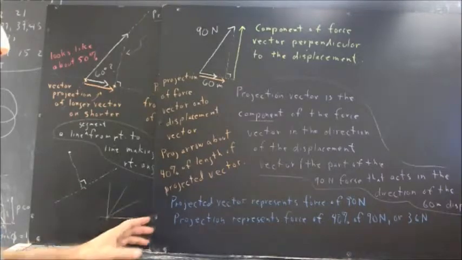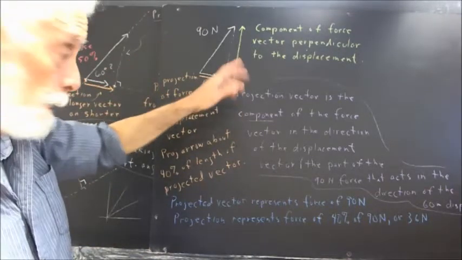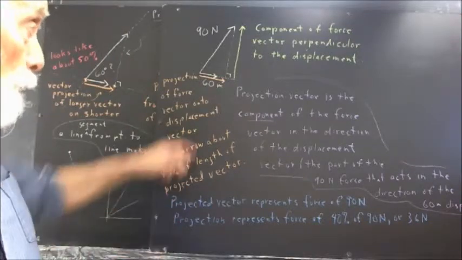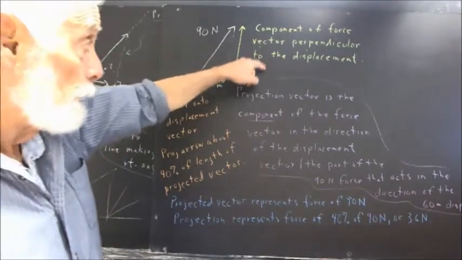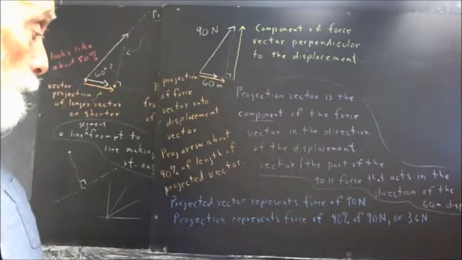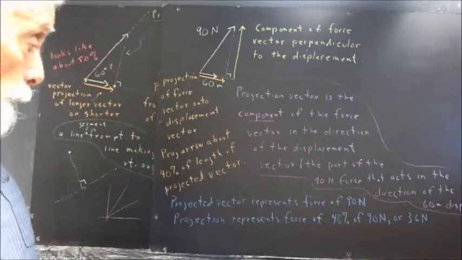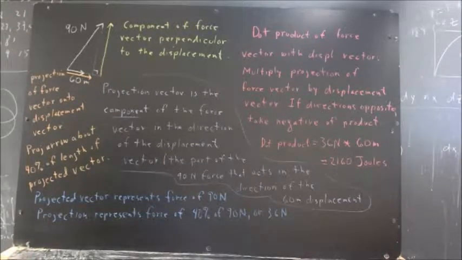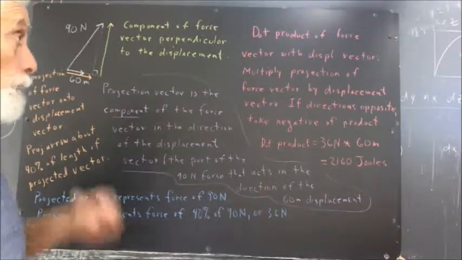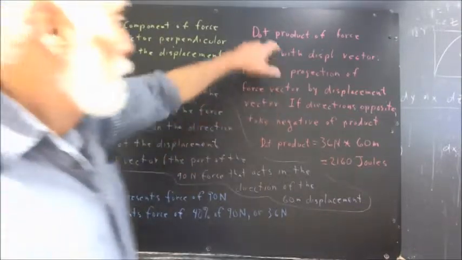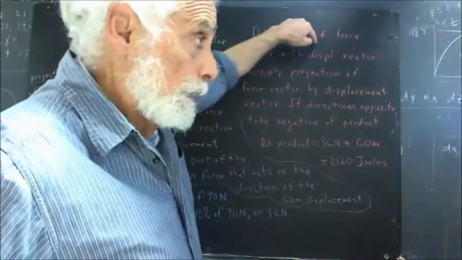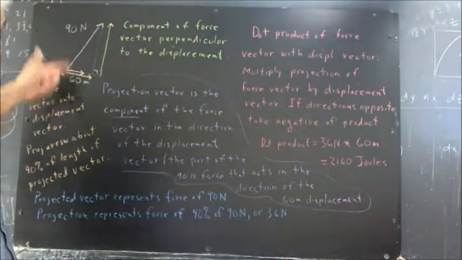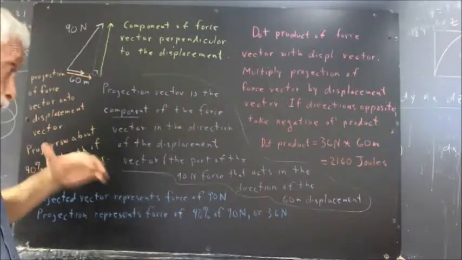Now, the main thing is we need to know how to construct this projection vector, and there's one more thing then that we do with the projection vector. We won't mention this perpendicular component anymore today or even this week. The last thing you're going to be asked to do is find the dot product of the force vector with the displacement vector. And that's easy to do once you have the projection.